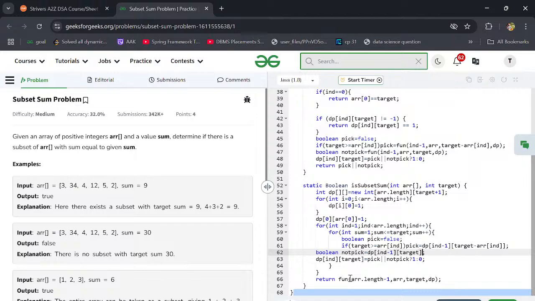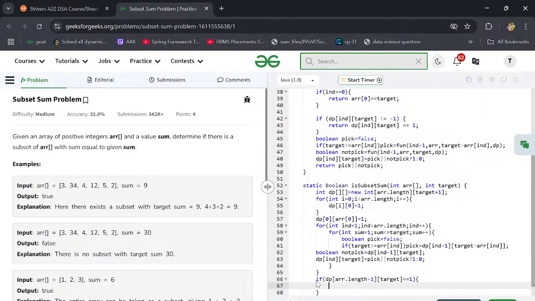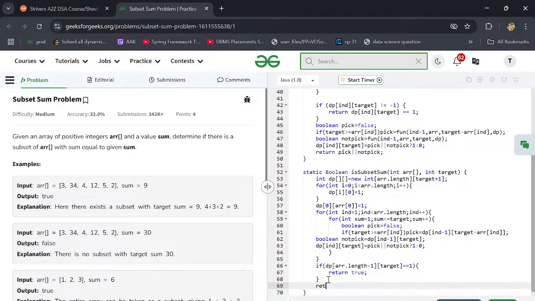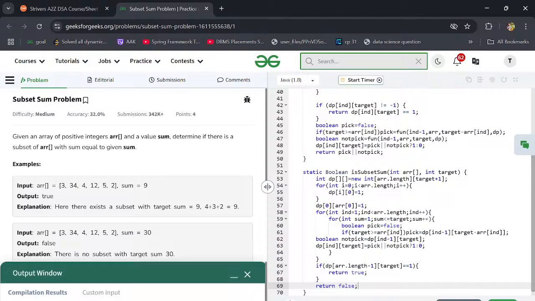Yeah, we can return like this: if dp of array.length minus 1 and target is equal to 1, return true, or else return false. I hope this will work. Let me try.